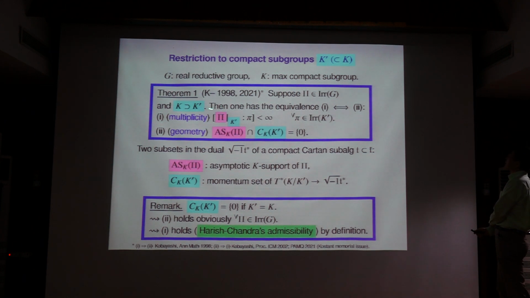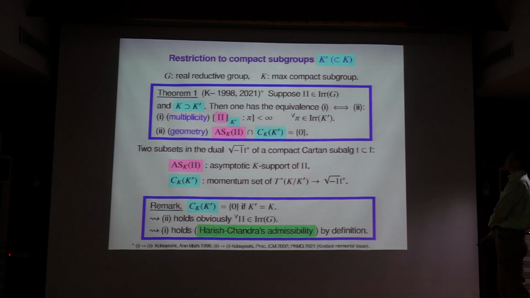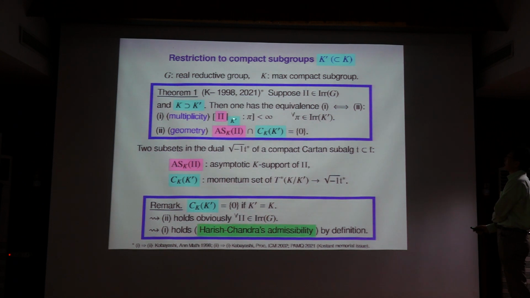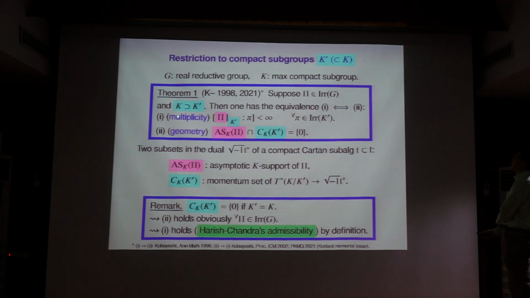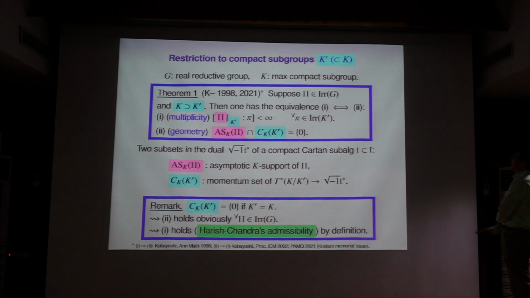We consider K prime, which is not necessarily a maximal compact subgroup. It's a compact subgroup, so we may assume that it is contained in K. Then we count the multiplicity of the restriction from representation Z to K prime, not K, K prime. The first condition is that each multiplicity of K prime type occurs at most finitely many times.